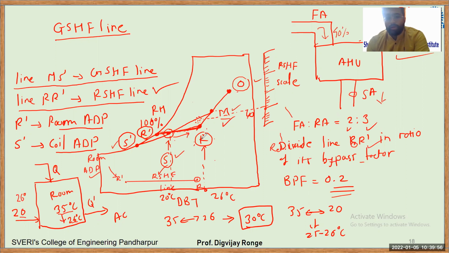a return air, right? Again, return air and fresh air will combine together, and we get the mixing point. Again, this mixed air will pass on to the cooling coil. Here we'll get a supply air condition. Supply air will pass to the room. Okay. Again, in this case, R dash is RSHF line and MS dash is GSHF line. Okay. So draw this diagram. This is very important.